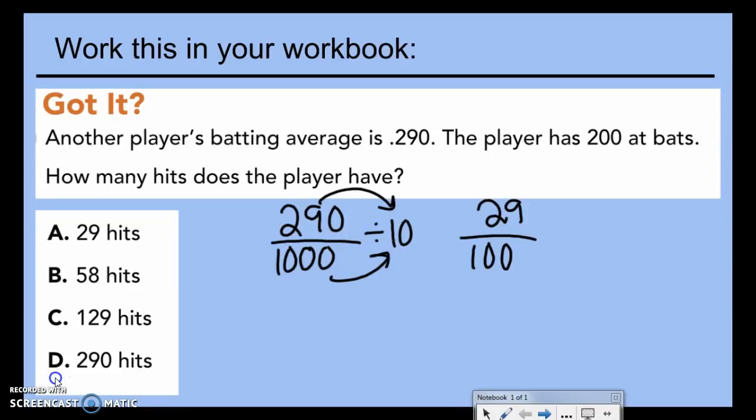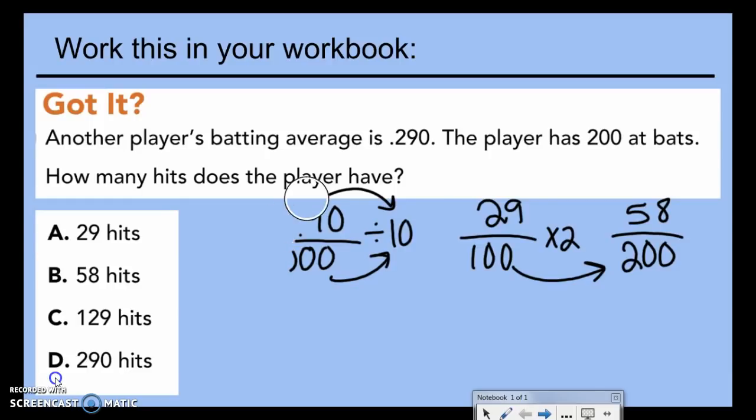Now we know what our fraction looks like. Now we've got to figure out, of the 200 at-bats, how many hits were there. So 200 is going to replace our denominator. You have to figure out what you multiplied times 100 to get 200. And that's 2. So now you have to multiply 29 times 2, which is 58. So that means out of the 200 at-bats, there are 58 hits.